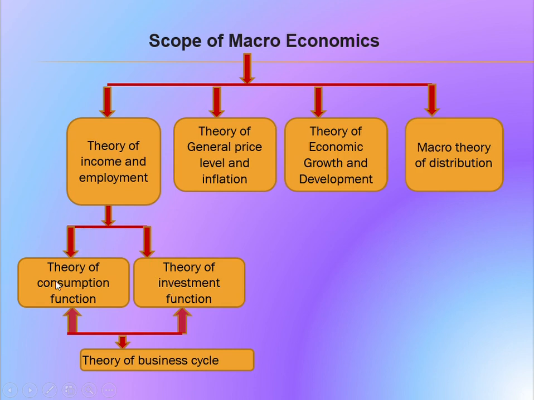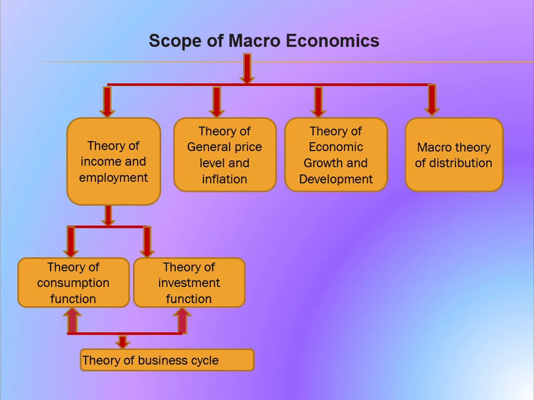So we are getting the two theories, that is the theory of consumption function and theory of investment function. How does it become the investment? See, the people are doing the consumption and some part of their money income is saved with the banks, and these savings are converted into the investment of large industries. So, theory of investment function.